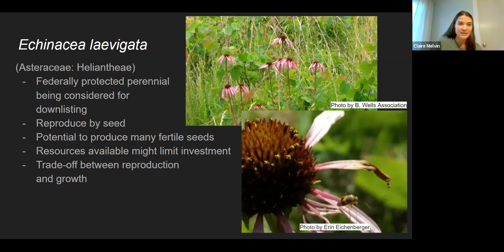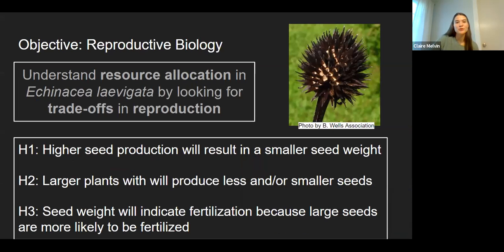So we know that Echinacea has the potential to produce many fertile seeds, as we can see in our picture over here. All of these light brown spots are seeds, but there is a difference between the actual seeds that are being produced and what's actually growing. And we don't know what's controlling the seed production in the first place, why multiple seeds are being produced or how they're being fertilized.